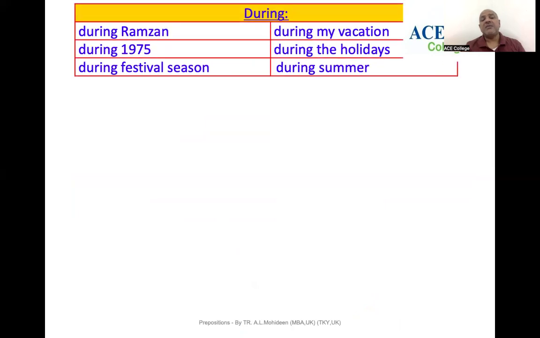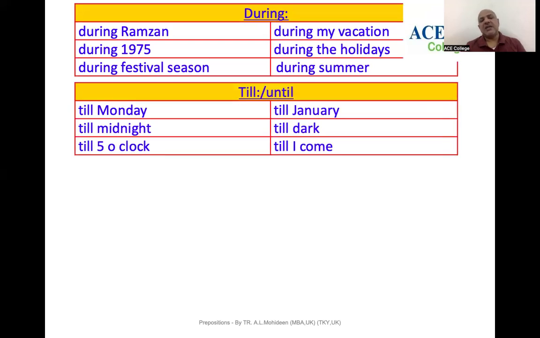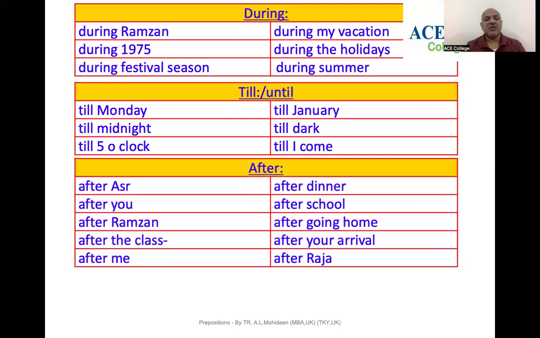Now we have to understand another preposition we are using for durations. You have to say over the period, during Ramzan period, during 1975, during the festival, during my vacation, during the holidays, during the summer. Okay, you have to mention during. Till, until, till Monday, till midnight, till 5 o'clock, till January. So until, we are calling that until, or till, same. So for example, I can wait till you come. Okay. So I can wait till 5 o'clock. So still I have time. I have time still. So you can say till, until. So you are using that.